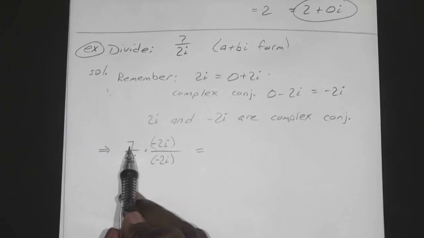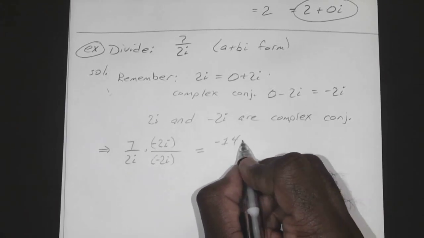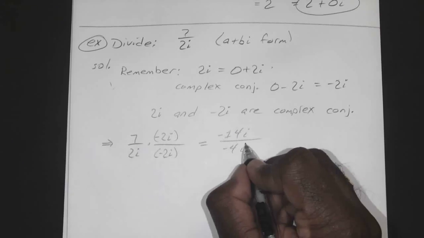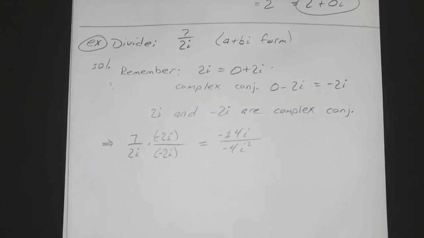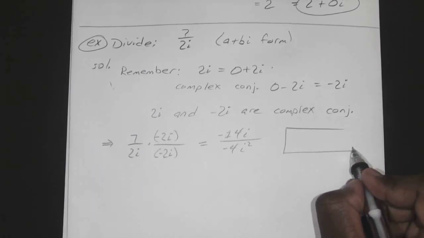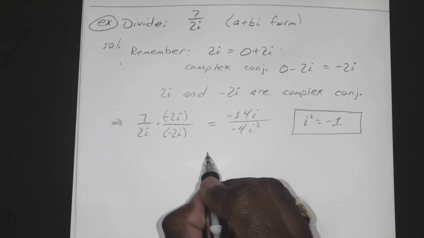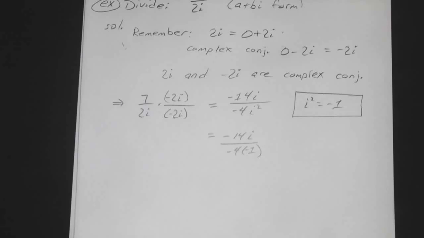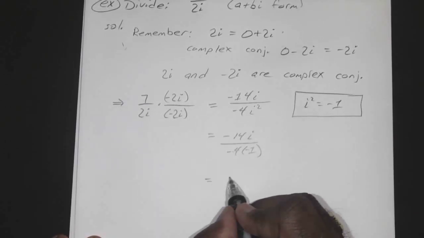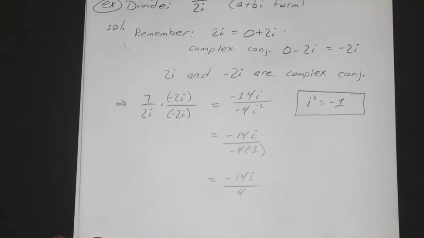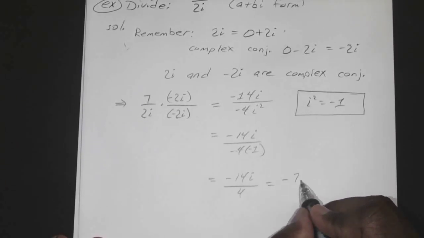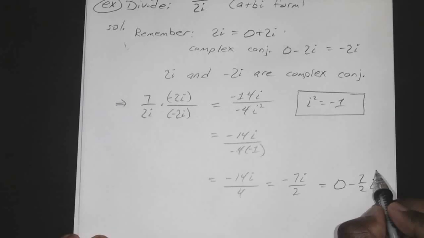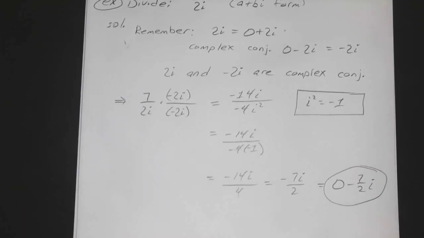So we end up with 7 times negative 2 is negative 14i, over 2 times negative 2 is negative 4, so you have negative 4i squared. Again, that i squared is going to give you negative 1. So i squared equals negative 1, and we end up with negative 14i over negative 4 times negative 1. Actually, that becomes negative 14i over positive 4, which becomes negative 7i over 2, which becomes 0 minus 7 over 2i. That's your a plus bi form.